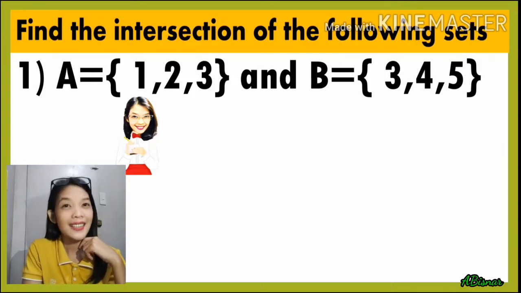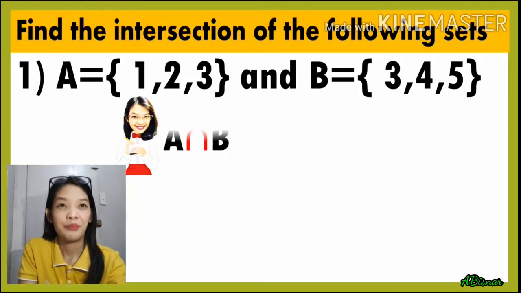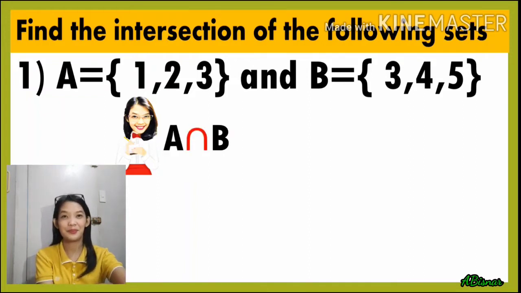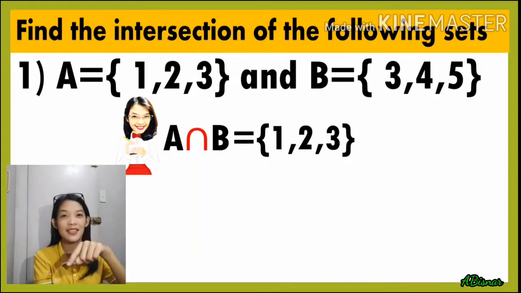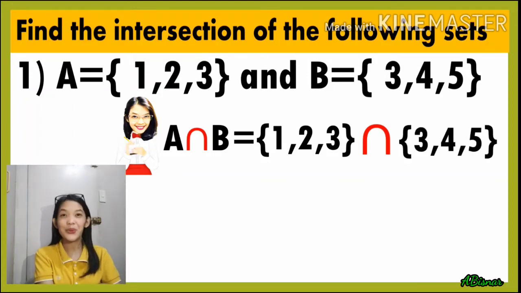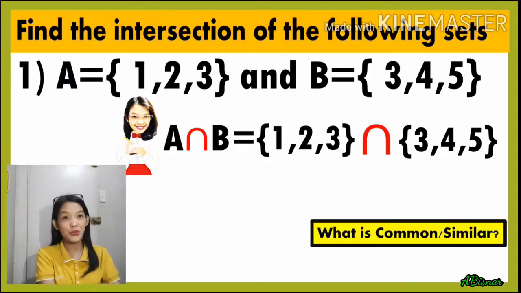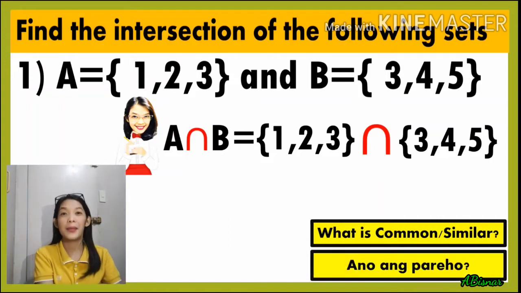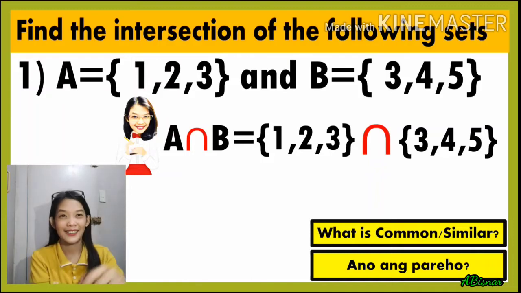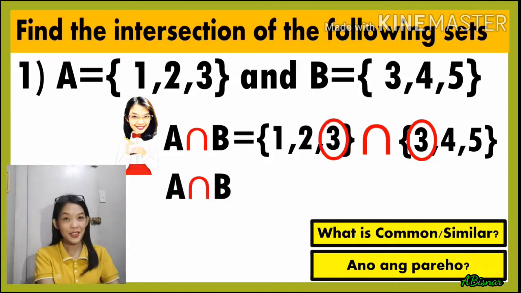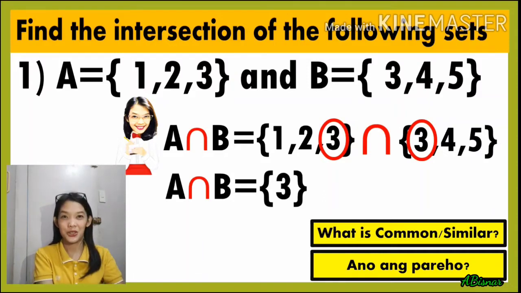For number 1, set A has the elements 1, 2, and 3, and set B has the elements 3, 4, and 5. To get the intersection of A and B, we must list the elements of A, which are 1, 2, and 3. Then, the symbol for the intersection. Then, we must also list the elements of B, which are 3, 4, and 5. Now, to get the intersection, we need to find what is common, what is similar. In Tagalog, what is the same? That's correct. And therefore, the intersection of A and B is 3.